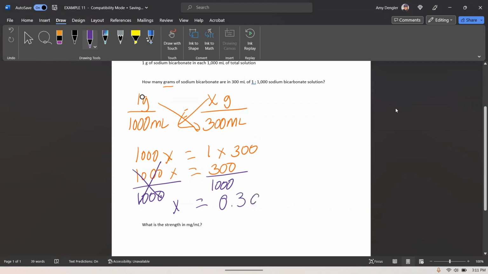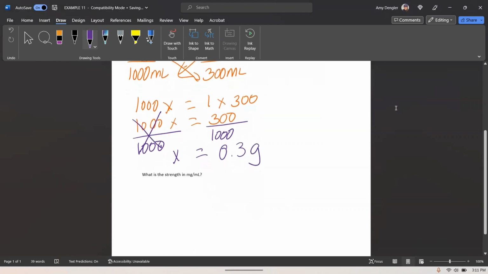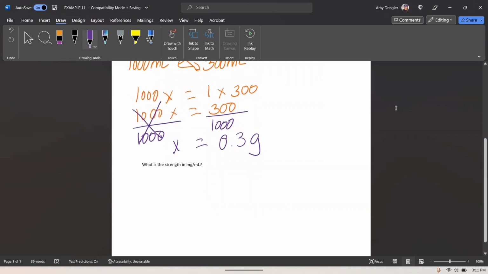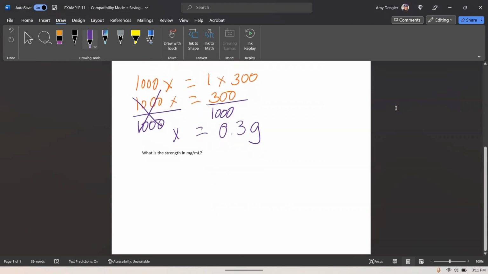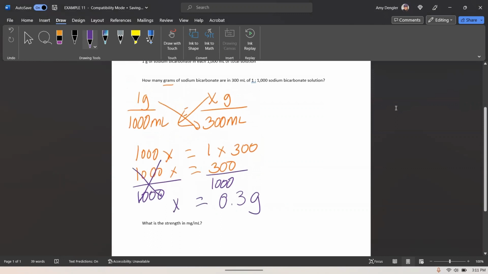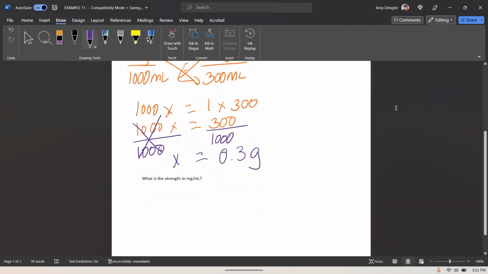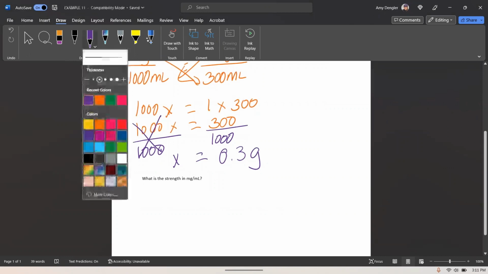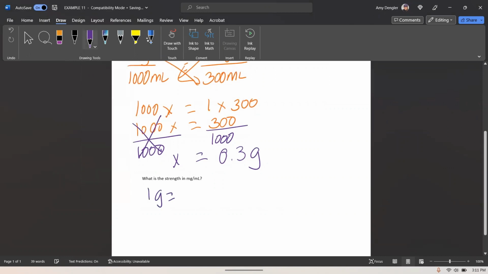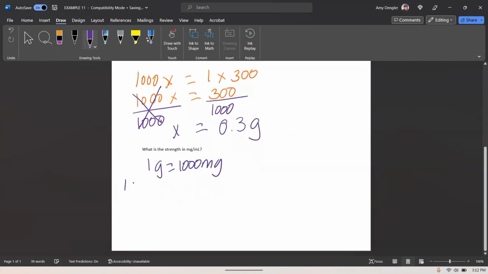0.3 grams. Now it's asking what is the strength in milligrams per ml. So we need to convert that grams to milligrams. So we're going to use the conversion factor of 1 gram equals 1000 milligrams. So I'll place that on one side of the proportion. And then I'll use my 0.3 grams to find out how many milligrams.